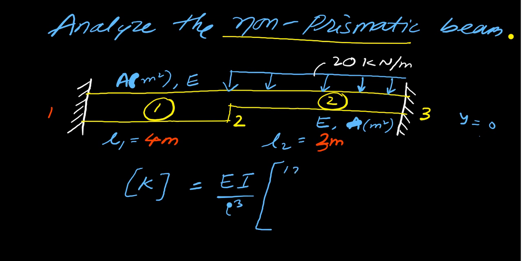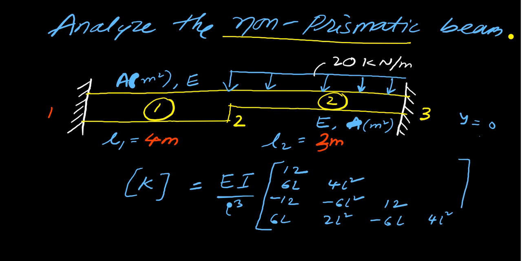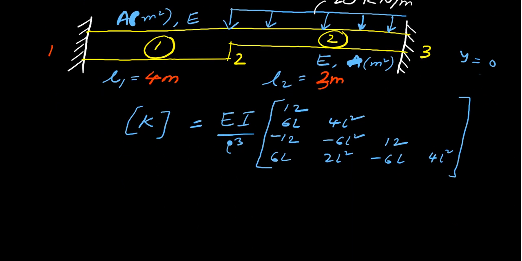In the matrix, first row first column is 12, and second row first column is 6L. Now 4L square. It is symmetric, so I am writing it in the symmetric way: minus 12, minus 6L, 2L square; again 12, minus 6L; last row 6L, 2L square, minus 6L, 4L square. Okay, so symmetry. This is the general stiffness matrix for a beam element.